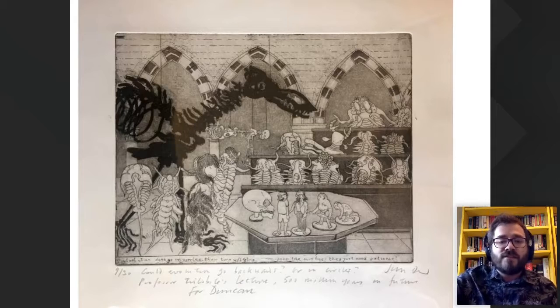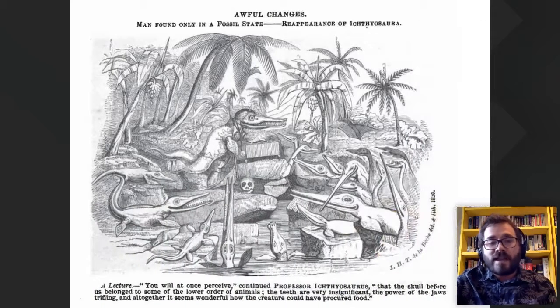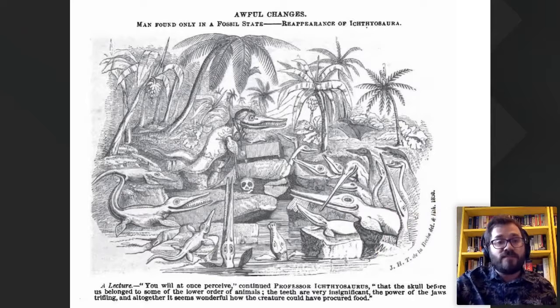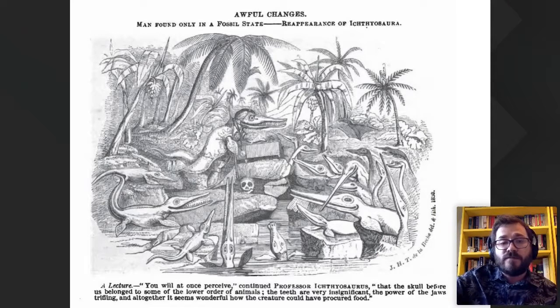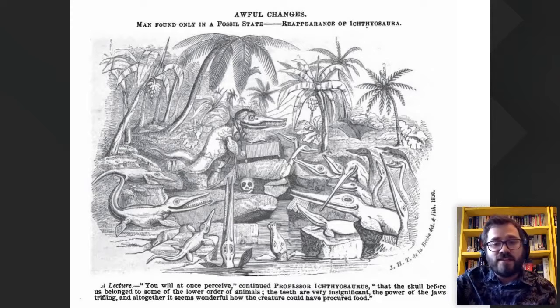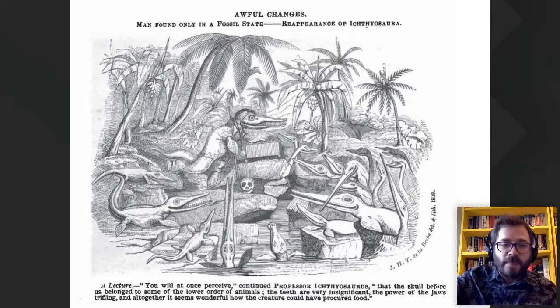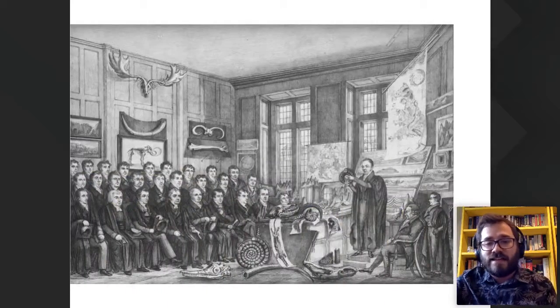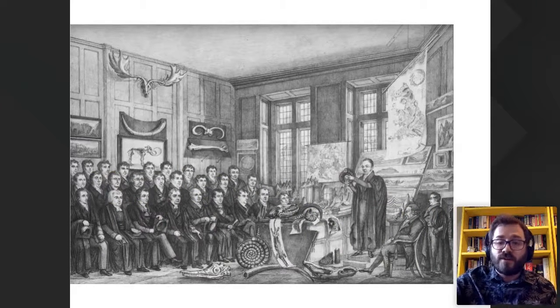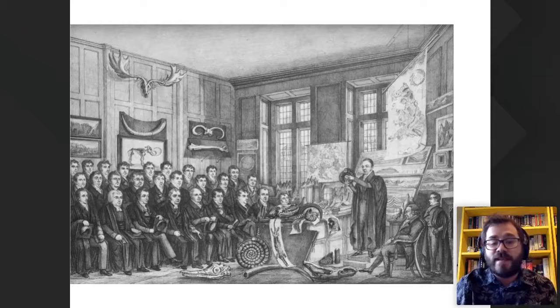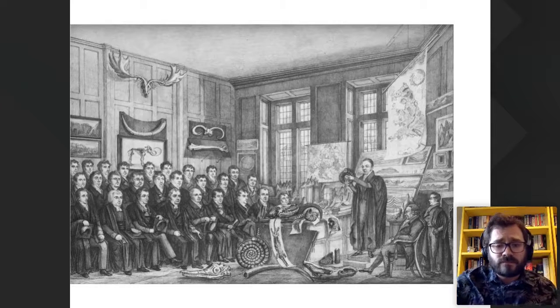Now, this piece of art was inspired itself by another piece of art by Henry de la Beche that was done in 1830 called Awful Changes, where Professor Ichthyosaurus is giving a similar lecture in the future, asking a similar question. And this in itself was a pastiche, as it were, of one of Buckland's lectures. So here is Buckland giving one of his famous lectures on geology. Now, many of the artifacts that he's presenting here are thought to be now in the collections in Oxford.